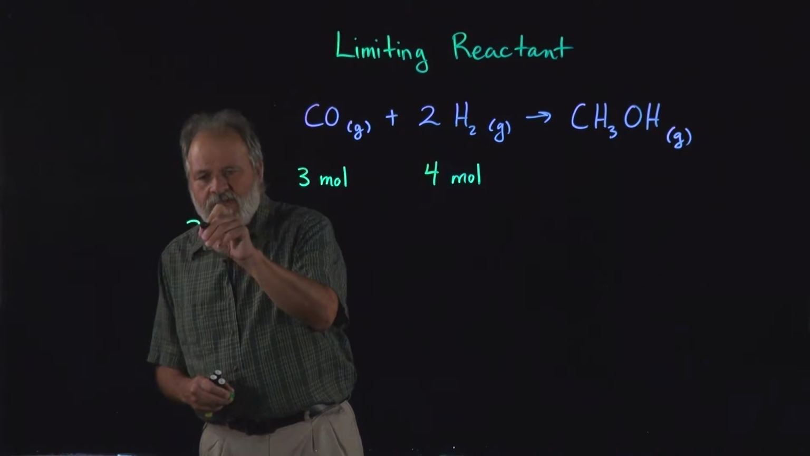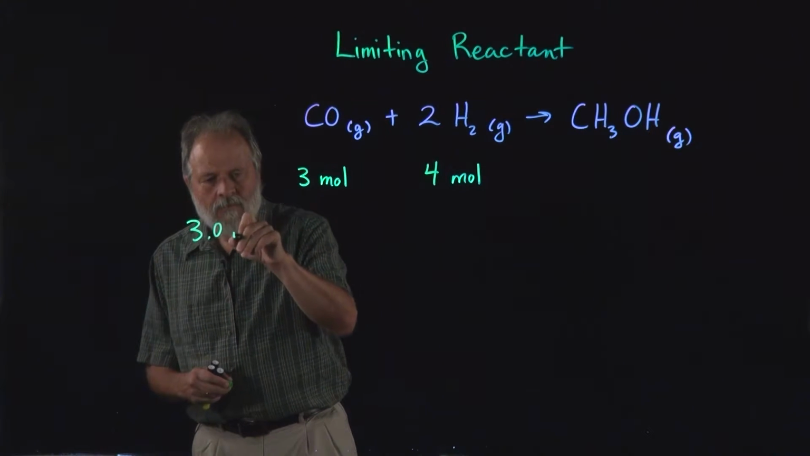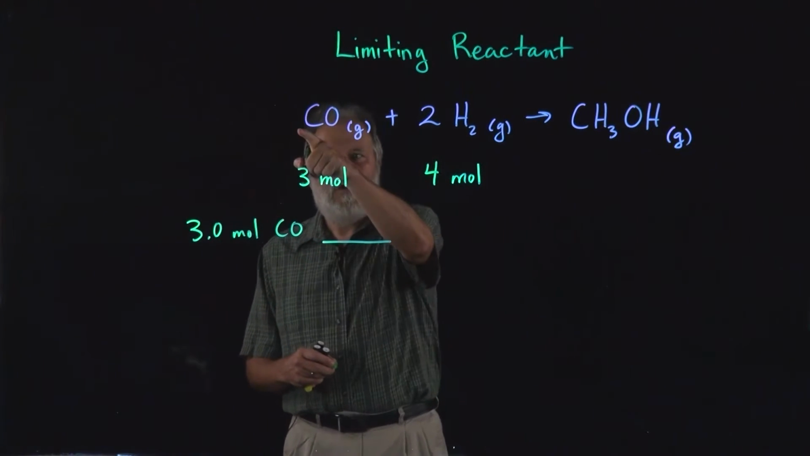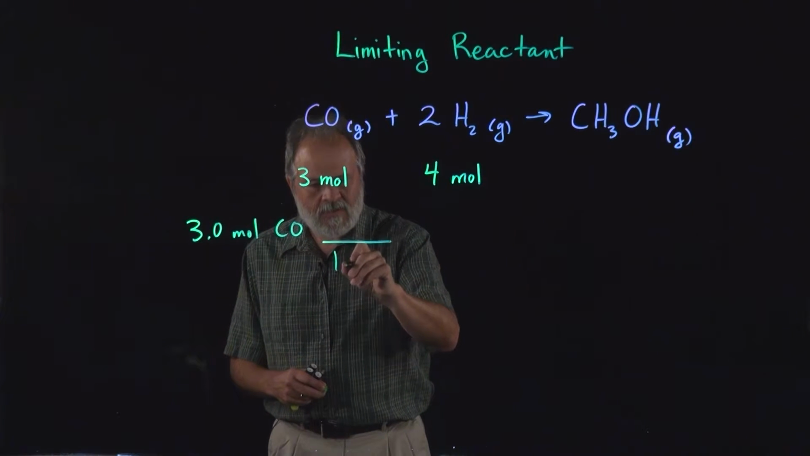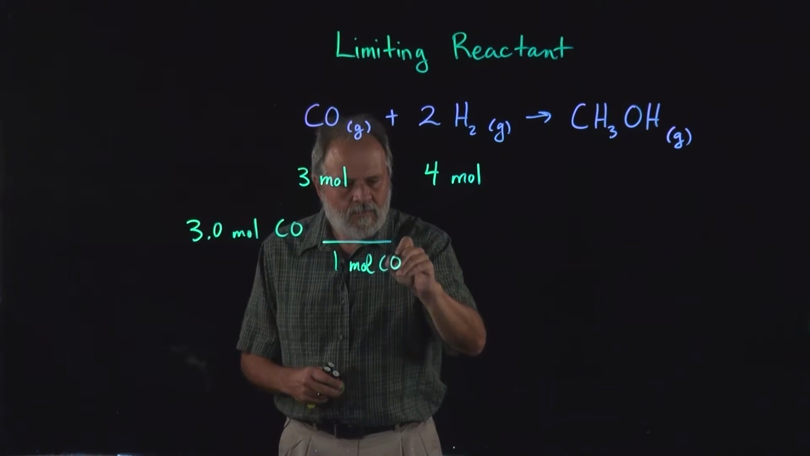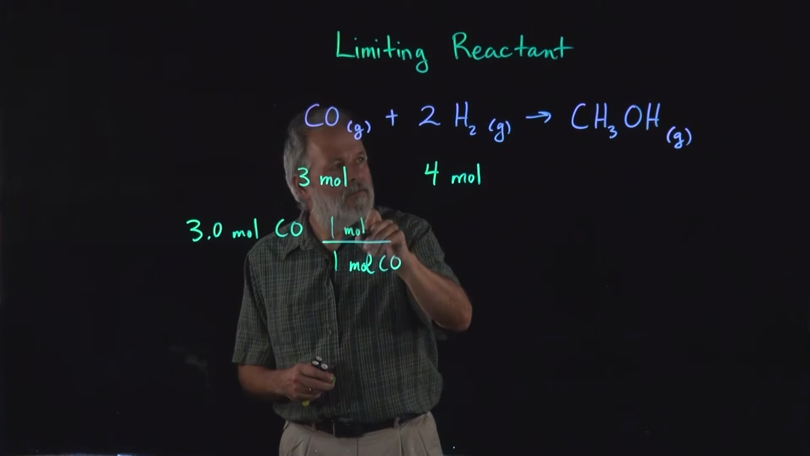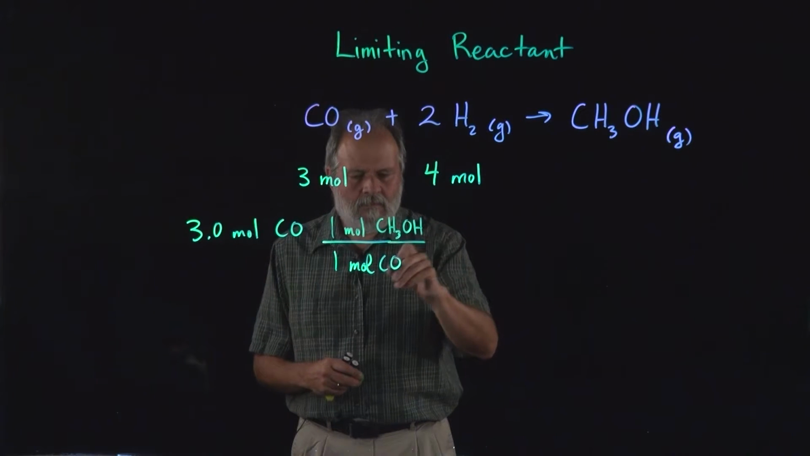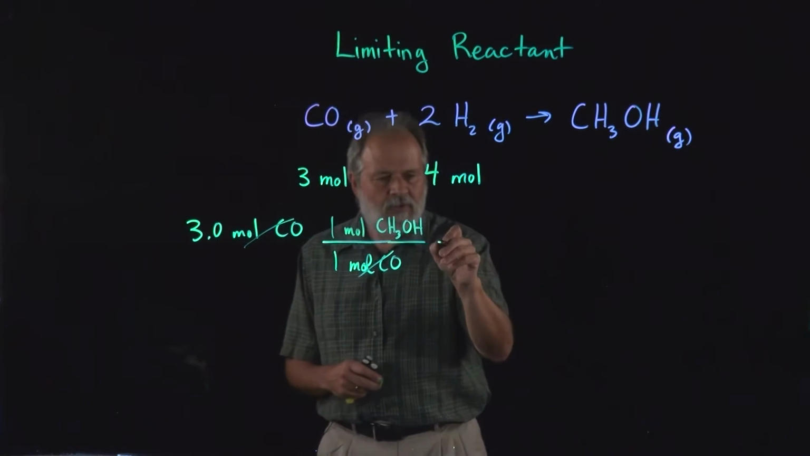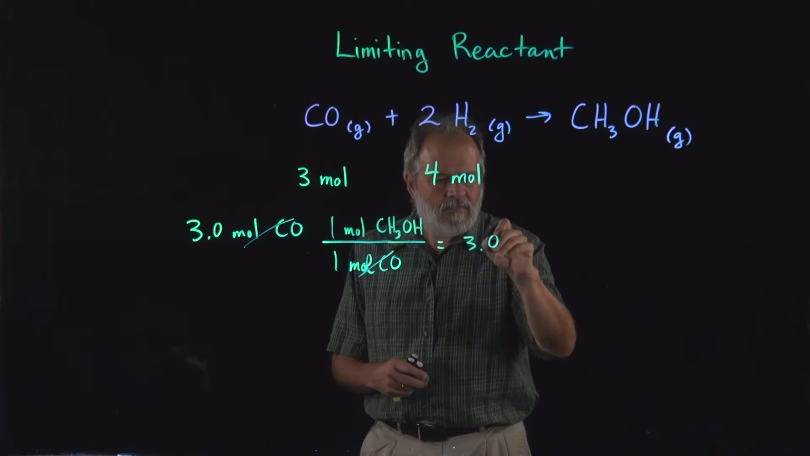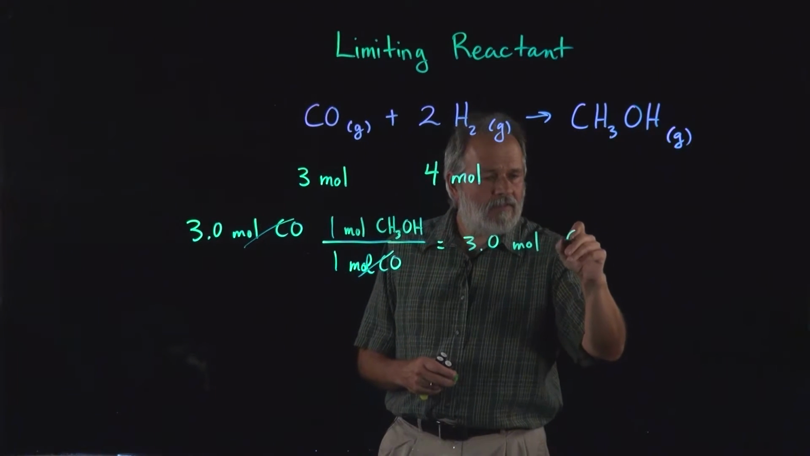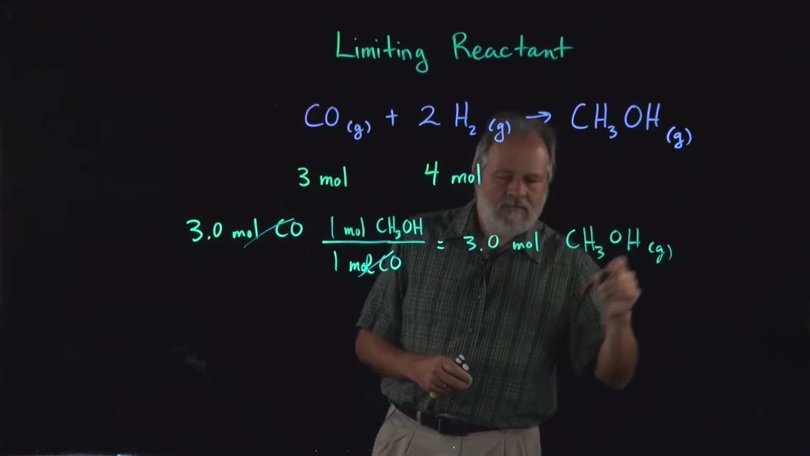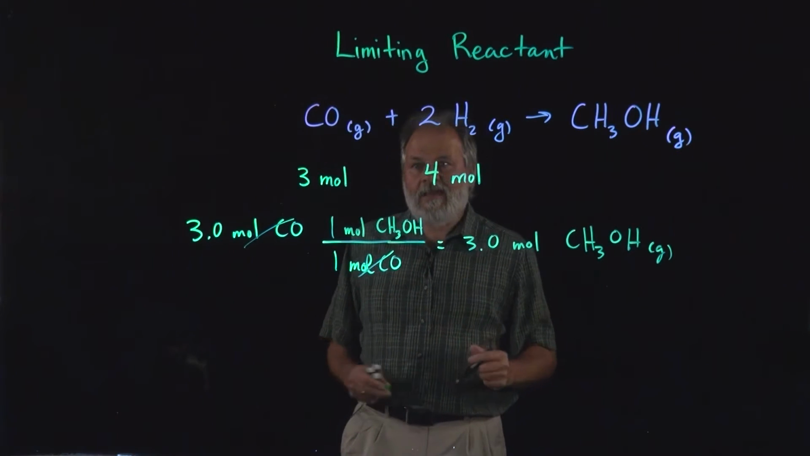And so 3 moles of CO, and then there's a conversion factor, 1 mole of CO, 1 mole of the product. And that's that. We can make 3 moles of the product. Okay, so that's how much we can make with the cheese we have, or the CO.